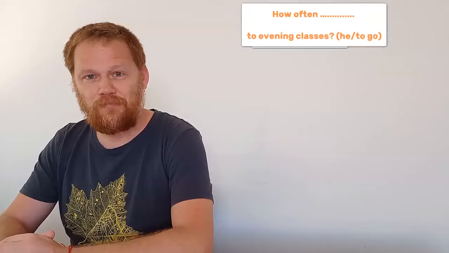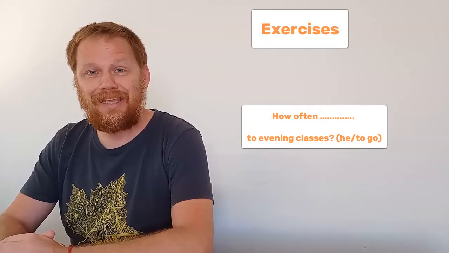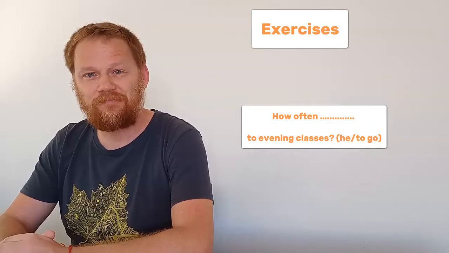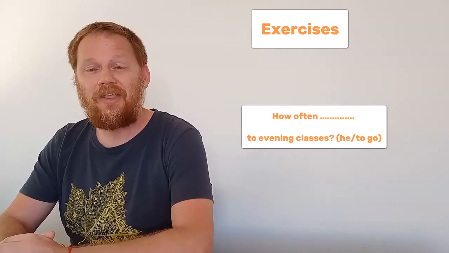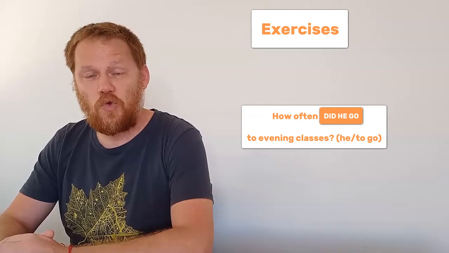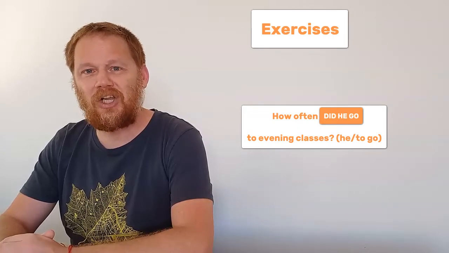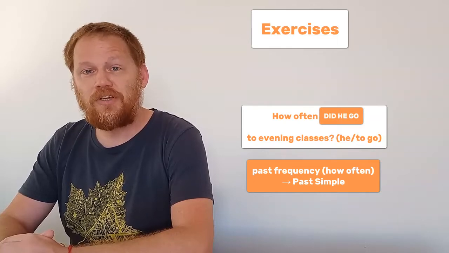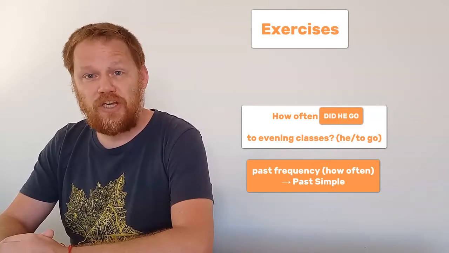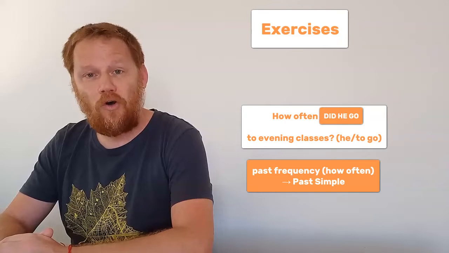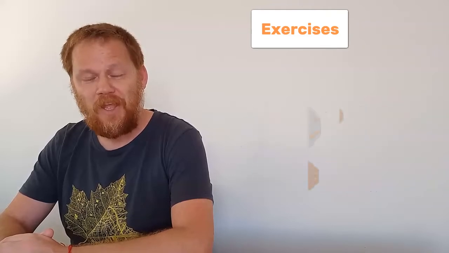Third example, how often he to go to evening classes. Again, you can pause the video. And the correct answer is, how often did he go to evening classes? So here we use the past simple because we express a frequency using the question word how often, okay?